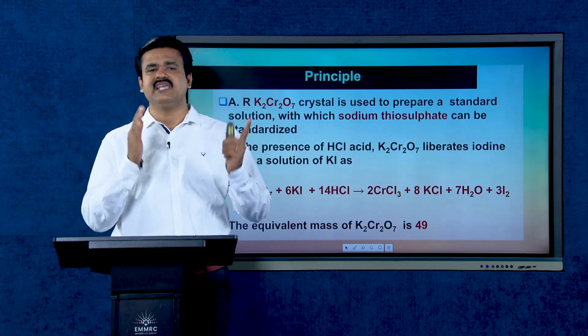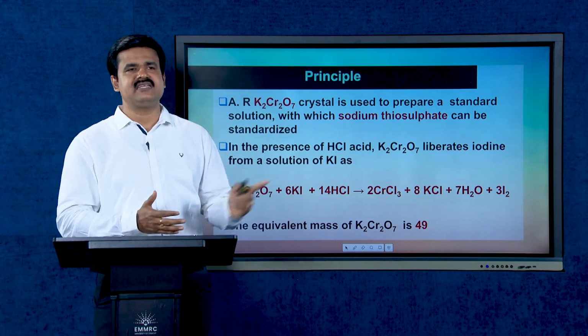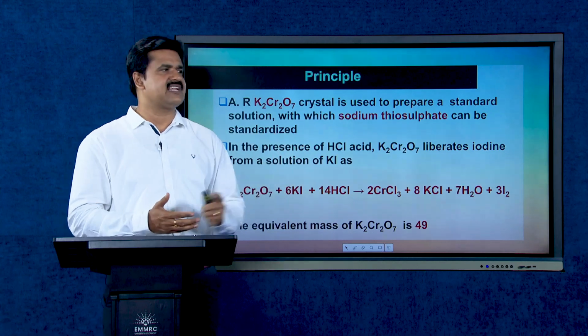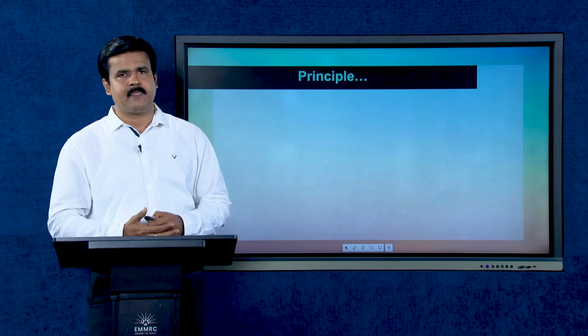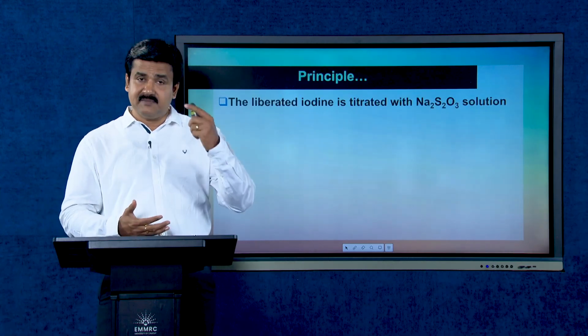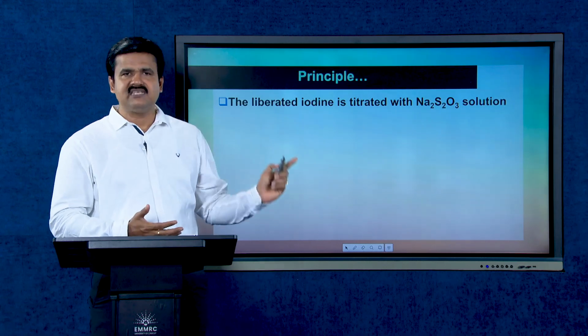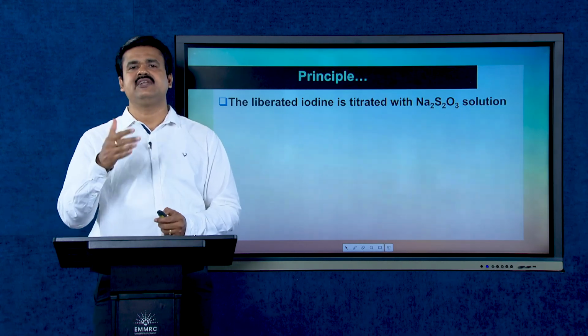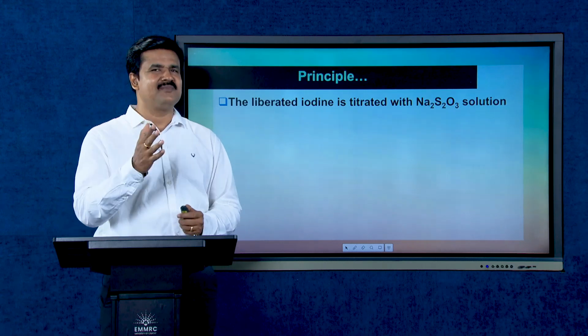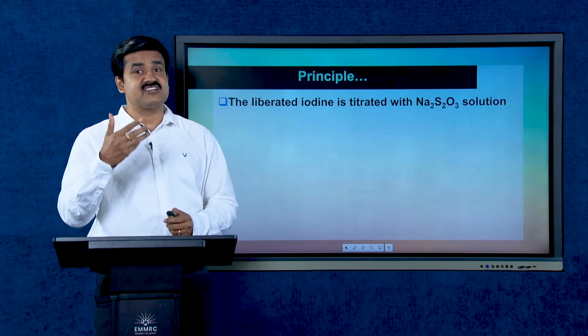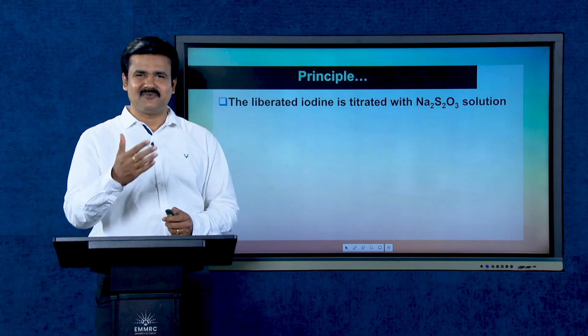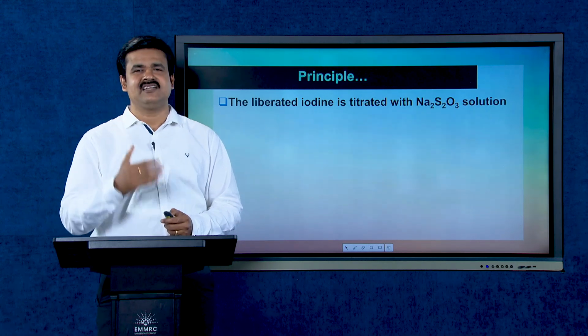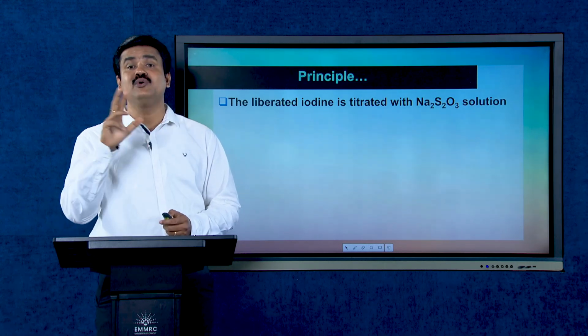That is, the equivalent mass of potassium dichromate in the present reaction is equal to 49. Now, the liberated iodine during the reaction is titrated with Na2S2O3 solution. Remember, here we are performing the titration with the liberated iodine. Therefore, the present titration is a good example of iodometric titration.